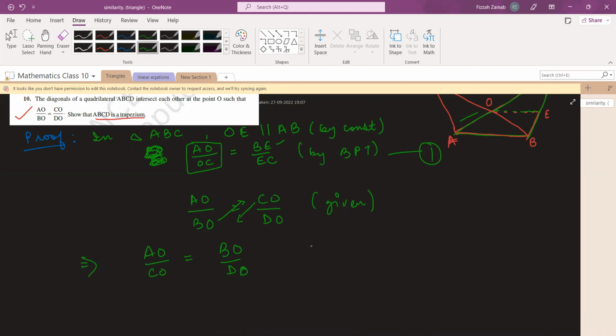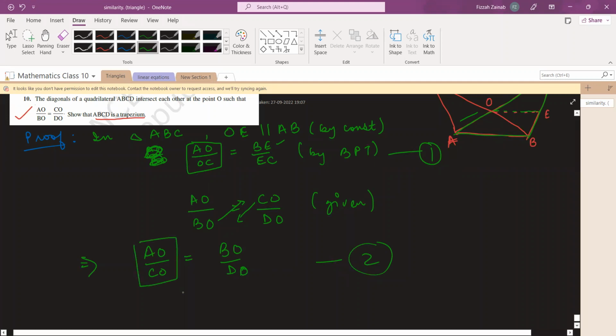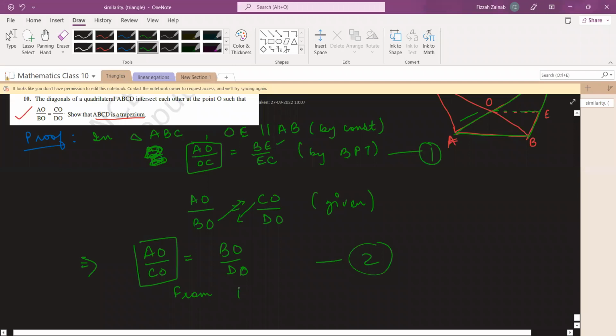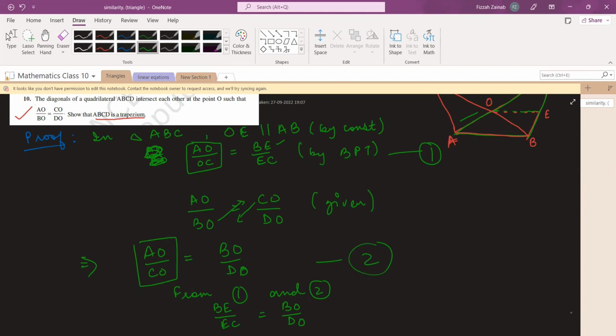Okay, so now if I call this equation number 2, now you compare 1 and 2. Here also I have AO upon OC, here also I have AO upon OC or CO. So again, the RHS will be the same. So from 1 and 2, I can say that BE upon EC is equal to BO upon DO.